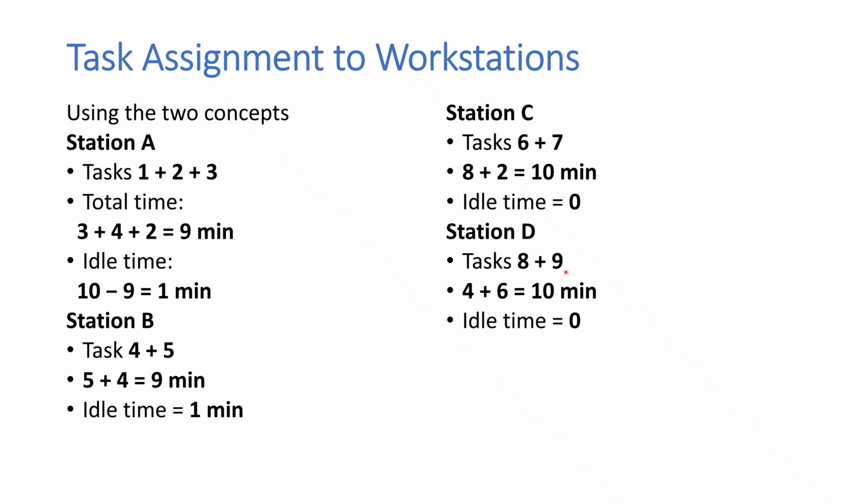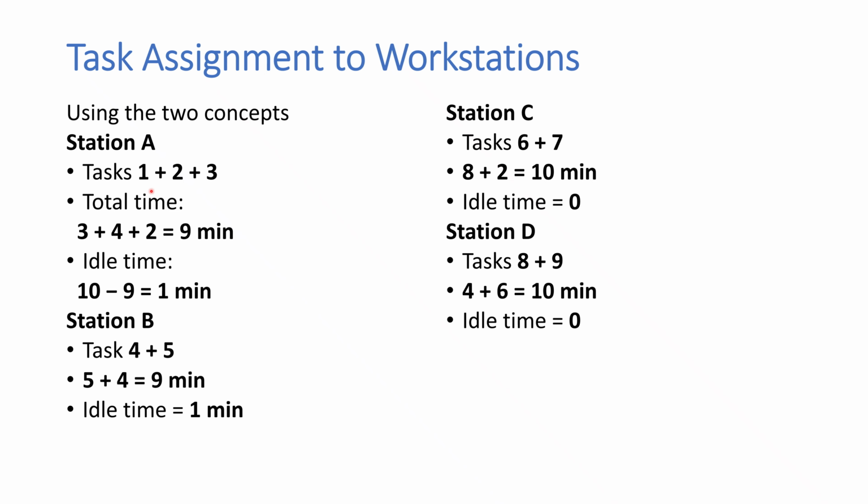And for station D, two tasks are combined, that is 8 and 9. Their timings are 4 and 6, 4 plus 6 equals 10 minutes. So idle time equals 0. If we combine in this way, the idle times are minimum. So what is the total idle time? Workstation A 1 minute, workstation B 1 minute, workstations C and D 0. So total idle time is only 2 minutes. So we can proceed with this kind of arrangement.